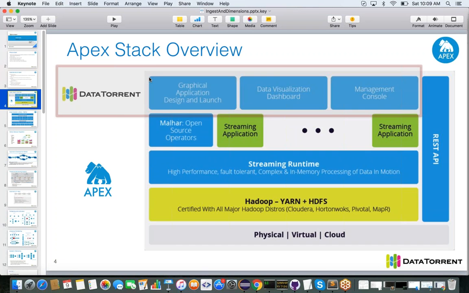So there is a graphical application design and launch console, which lets you build a DAG, just drag and drop operators and assemble them and launch them. It gives you solutions for visualizing in-stream data. And in addition to that, there is a management console for operational use. There's a REST API that interacts with the streaming runtime to change, let's say, the flow of DAG, or some properties on operators on the fly. REST API also gives you a way to have more insights into your streaming application by capturing some metrics and measures on the operational side of things.